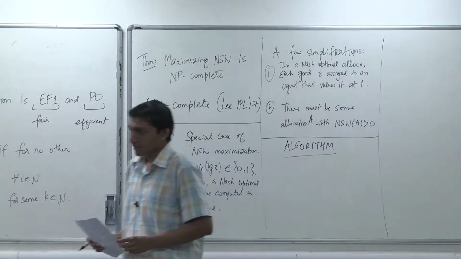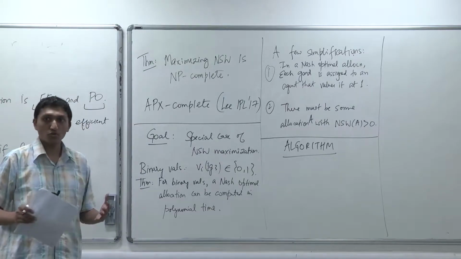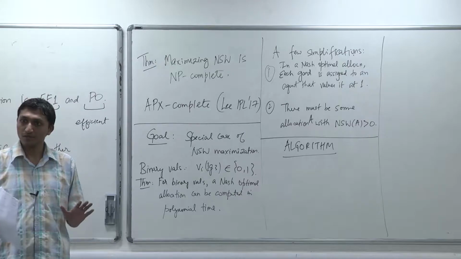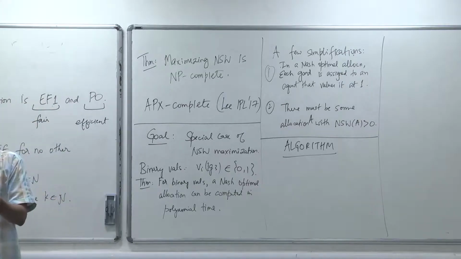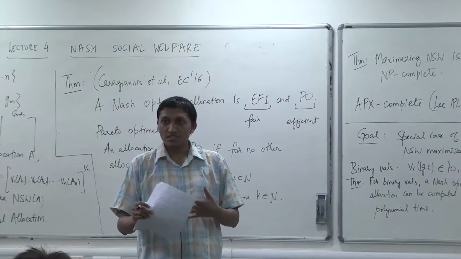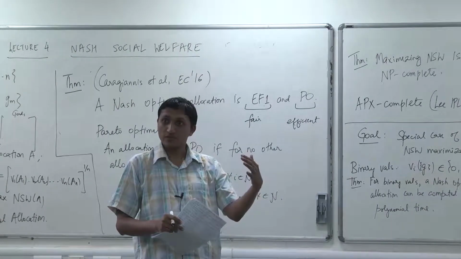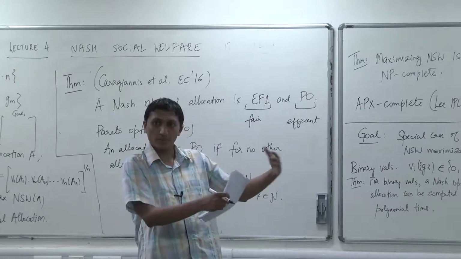Okay, so let's start thinking about how we can improve a suboptimal allocation. Suppose I give you an allocation whose Nash welfare is strictly less than the optimal Nash allocation. We'll start thinking about some operations that we can do on the suboptimal allocation to improve its Nash welfare. Okay, and from there we'll build up our algorithm.